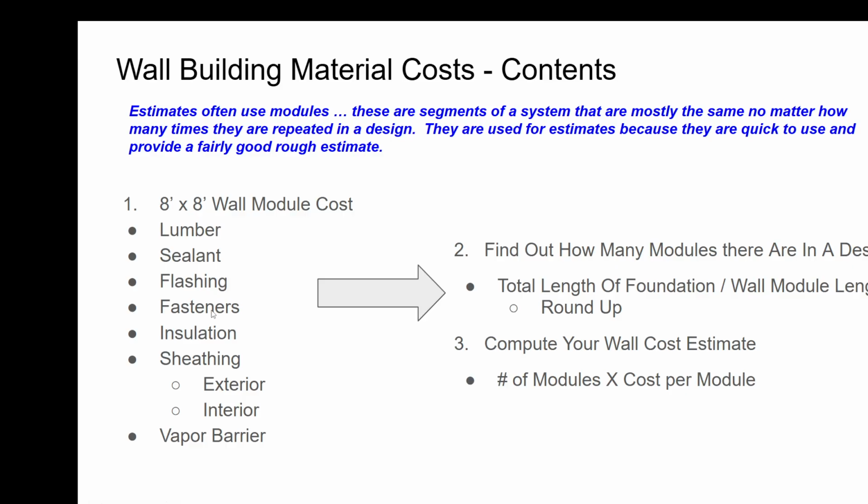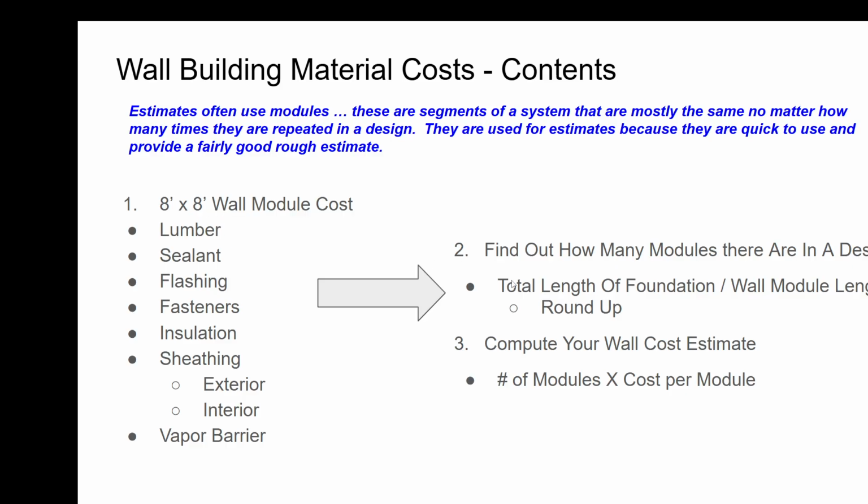Okay, so how do we do this? So step number one is find the cost of the wall module. How much is all this going to cost in my design for an 8-foot wide by 8-foot tall wall? Now maybe your wall is 10-foot tall. You would use an 8-foot wide by 10-foot tall module. Okay, so your module has to match your design.